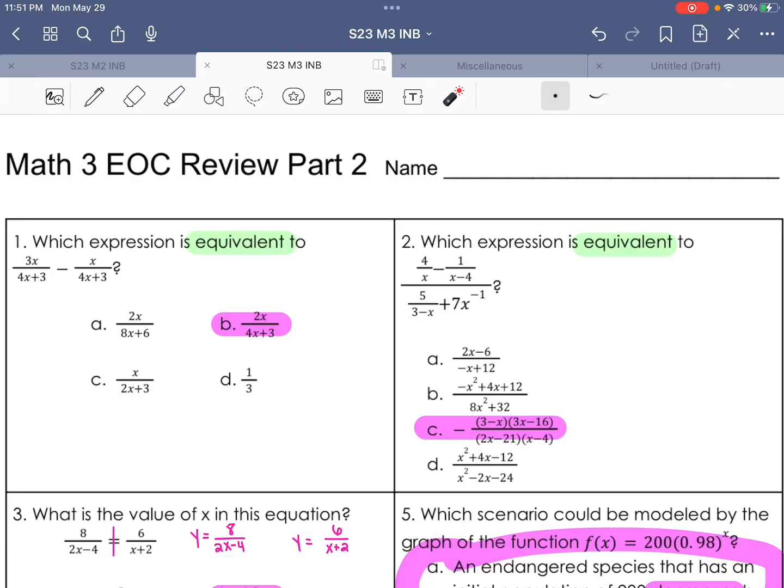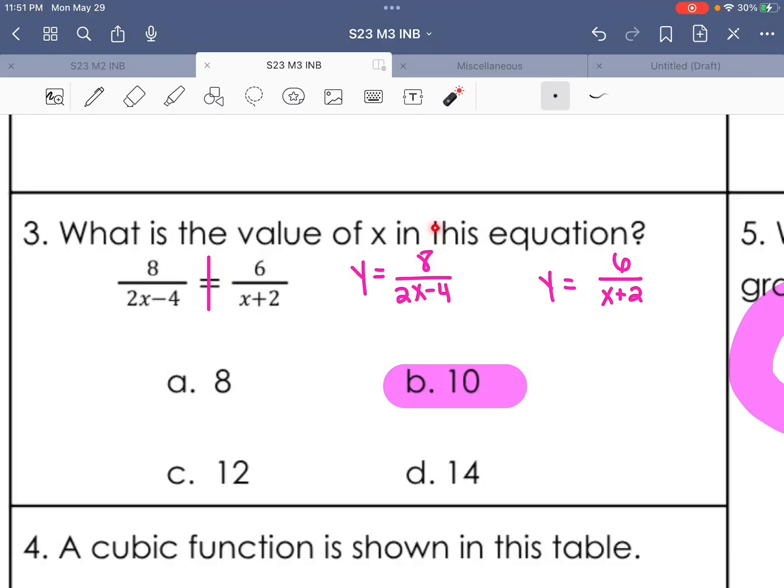I don't want you stressing out over it and missing on other problems that you can do just because you typed in something wrong. Number 3, what's the value of x? If we see an equal sign, we cut it in half. Haven't really been writing this out that much, just for the sake of time, but I did for this one. So if you see that equal sign, cut it in half. The left-hand side gets set equal to y, and the right-hand side gets set equal to y. When you type that in, you're going to see where they intersect, and they intersect at 10, at x equals 10.